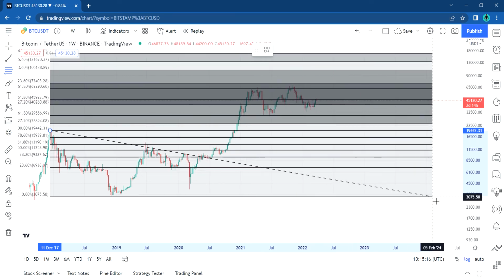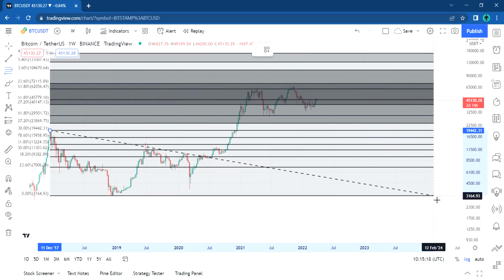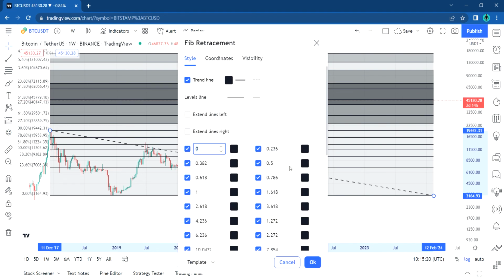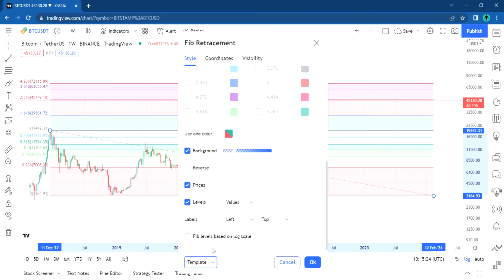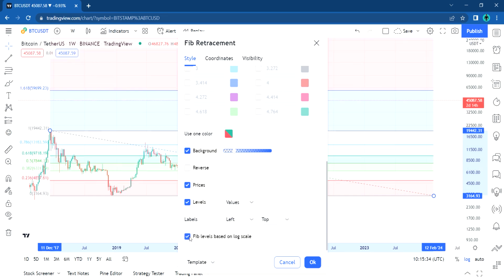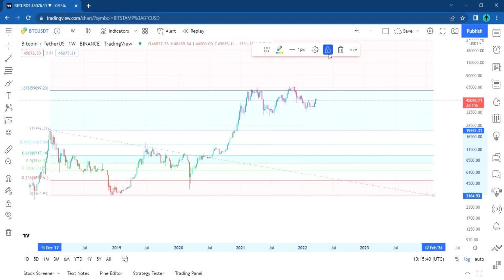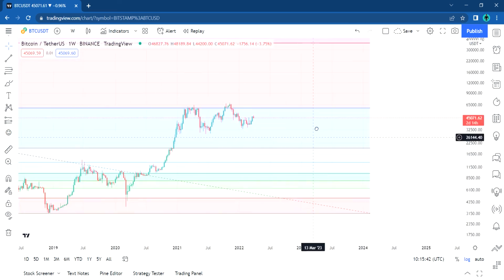So I'm going to do that over here. And I'm going to go to default settings because I have modified settings. So there we go. And it's important to use the same scale. Because I'm on the log scale, you have to put the Fibonacci on the log scale as well, so that everything is in proportion. I click OK and I lock it in place so that I can move it around.